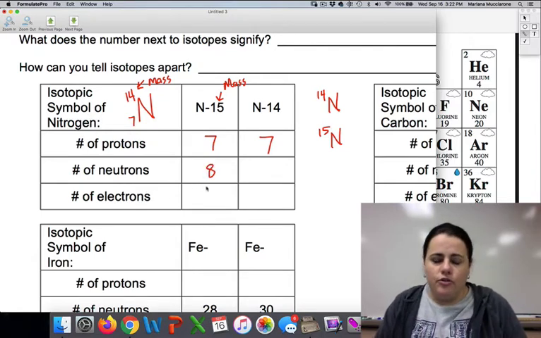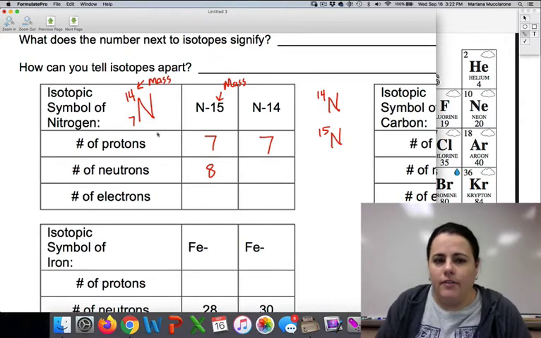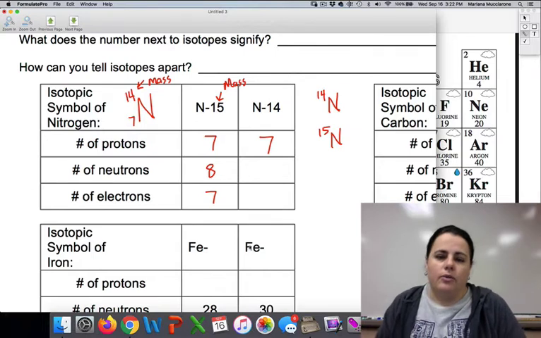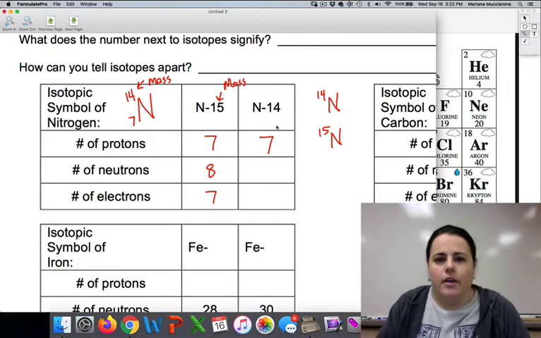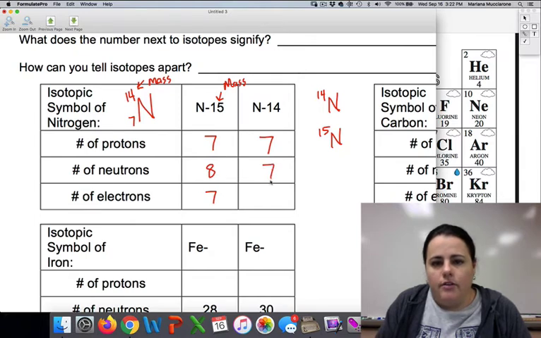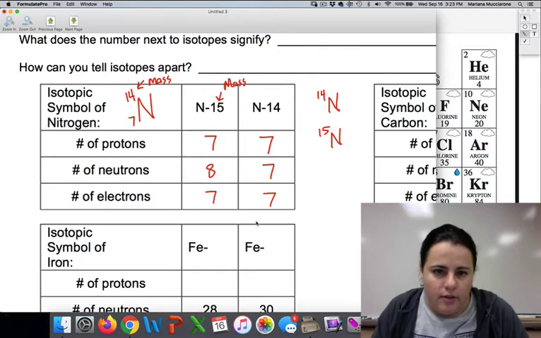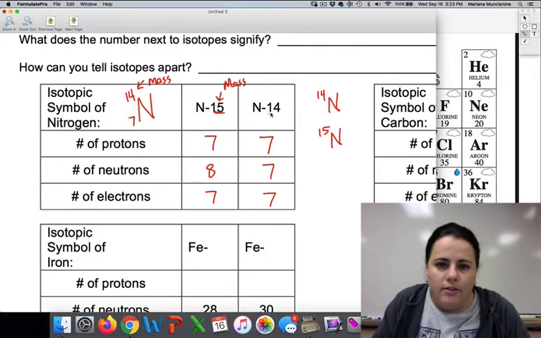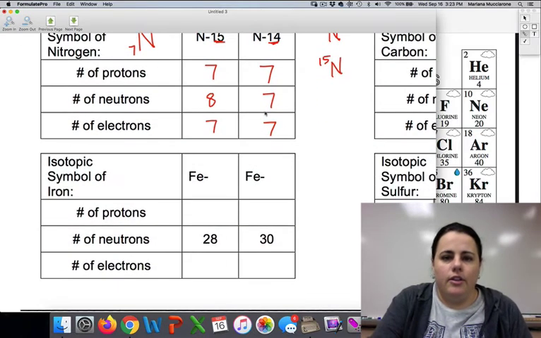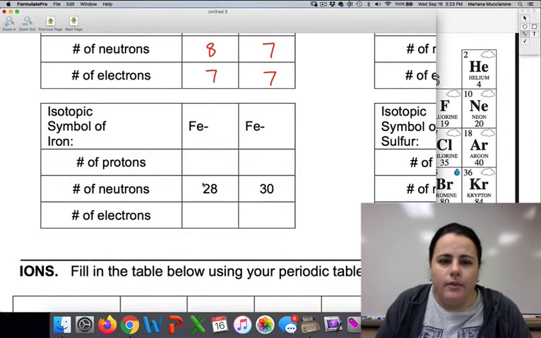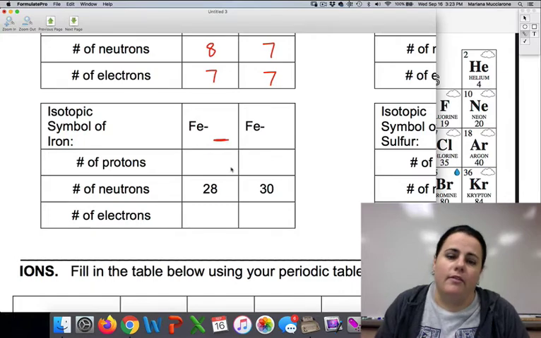Electrons: this is a neutral atom, so that means if I have 7 positive protons, I better have 7 negative electrons. So it is neutral with no charge. 14 minus 7, nitrogen 14 has 7 neutrons, and 7 protons and 7 electrons. So you have to remember that these are the masses. On this one down here with iron, I give you the number of neutrons, so you should be able to figure out the mass of iron from the information that's given.